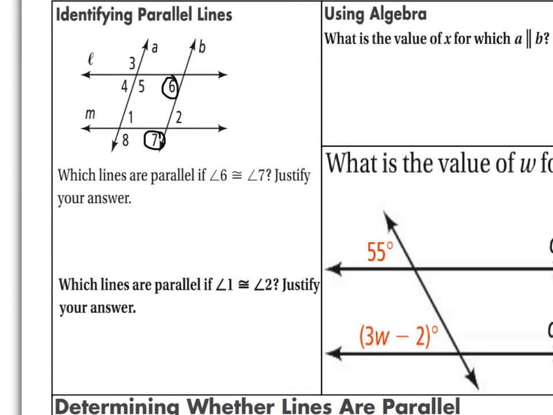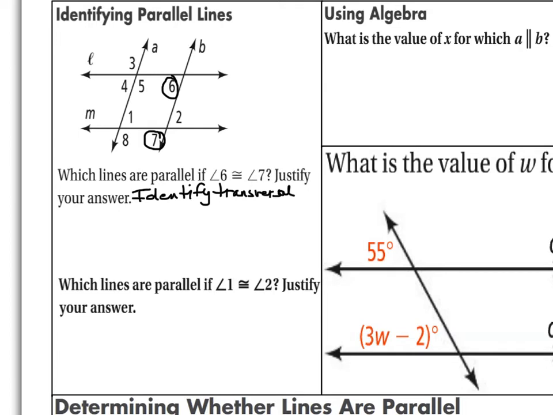First of all, what type of angles are these? That's what you want to identify first. What type of angles are these? Well, 6 and 7 are corresponding angles. So 6 and 7 are corresponding angles, and I know that corresponding angles are congruent. The next thing I want to do is identify the transversal.